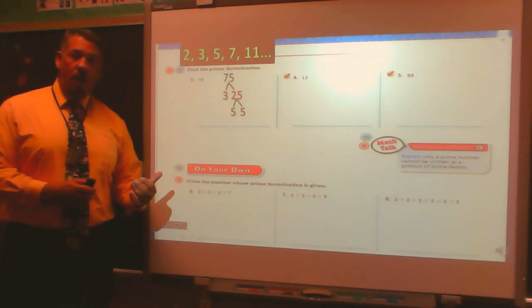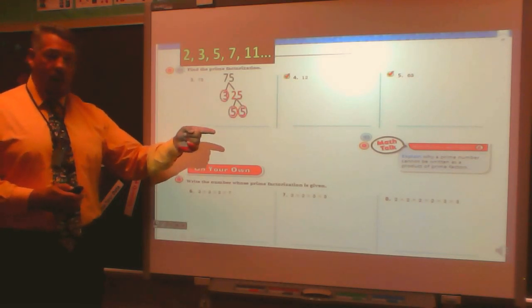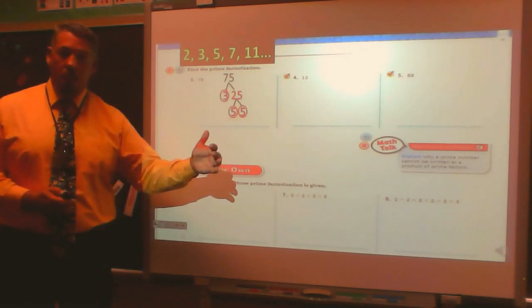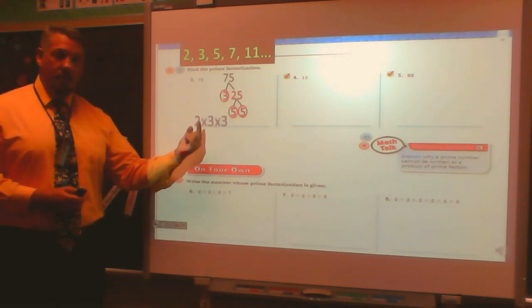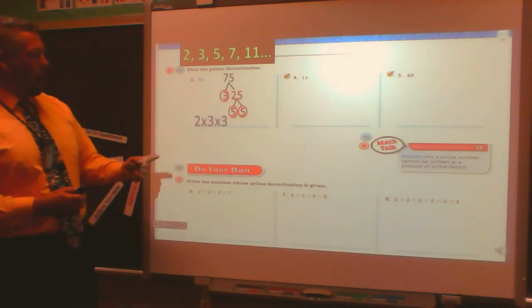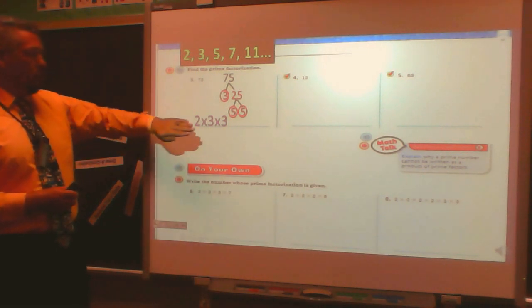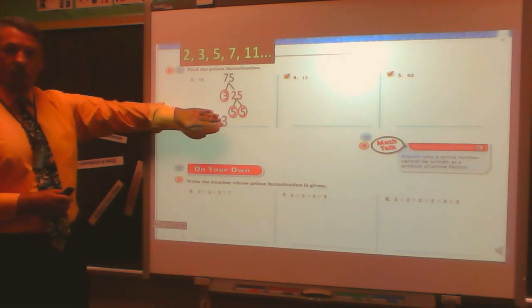So I look at my primes. I have a 3, a 5, and a 5, and I put them in a multiplication problem from least to greatest. So I write it out as 3 times 5 times... I don't know where that answer came from, so ignore that answer. It should be 3 times 5 times 5.